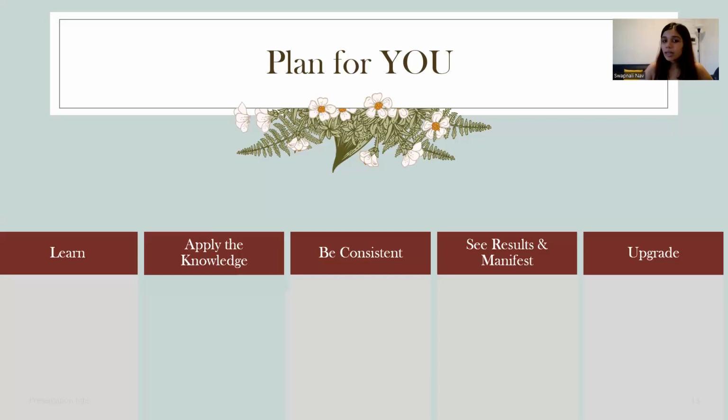Thirdly, be consistent. Remember the bamboo tree story. If you want, take a picture of a bamboo tree and keep it in your house. Buy a bamboo tree in your house and keep it. Know what it signifies for you. Okay, so be consistent. Then, if you do the first 3 things, learn, apply the knowledge, be consistent, you are going to see results. No doubt about that. You will see results and you will manifest.